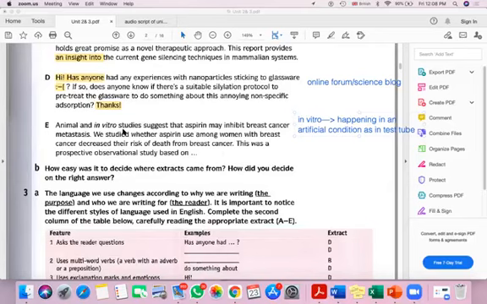So animal and in vitro studies suggest that aspirin may inhibit. What is the meaning of inhibit? Inhibit means prevent. It may prevent breast cancer metastasis. What is the meaning of metastasis? It means the spread of a disease, especially cancer cells, from one part of the body to another.